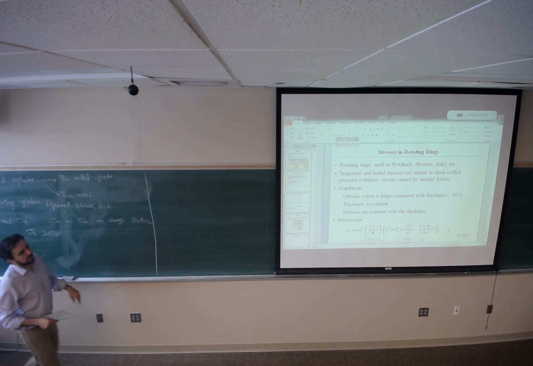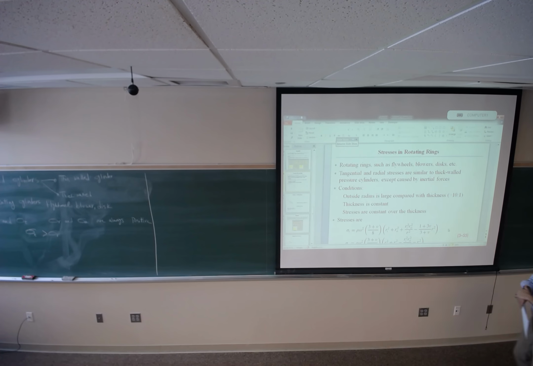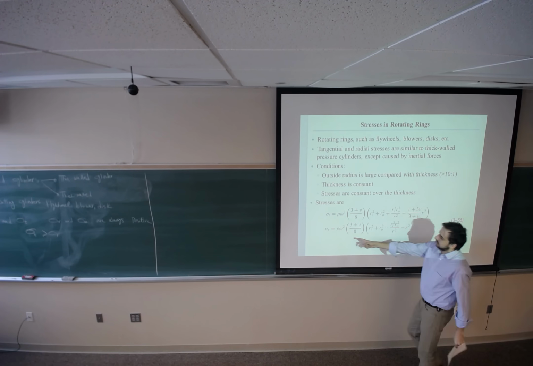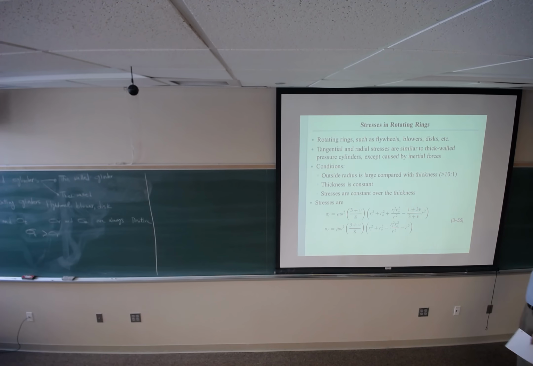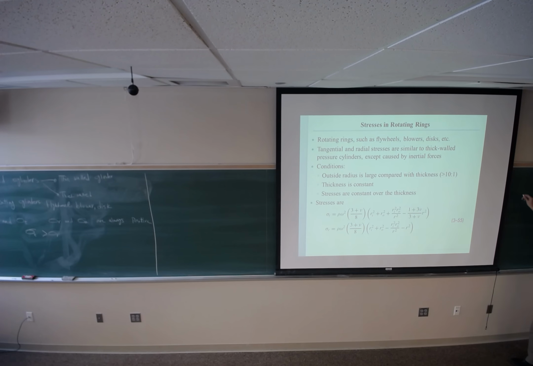So the tangential stress can be calculated by this equation, and radial stress can be obtained by equation 355 down here. So what would be the term? Rho would be the mass density of the cylinder. So the blower, the disc or flywheel, it's made of a material. What would be the mass density of that?